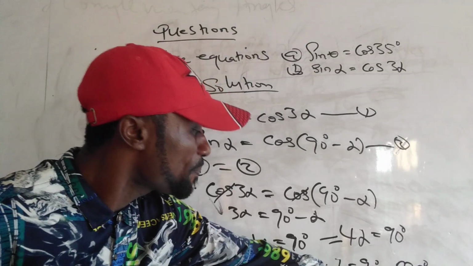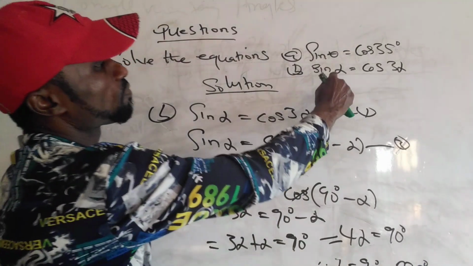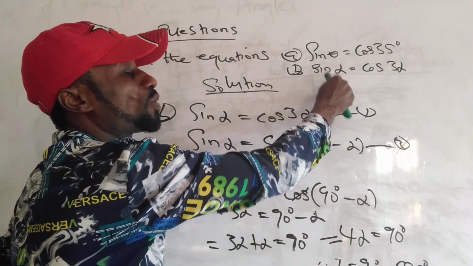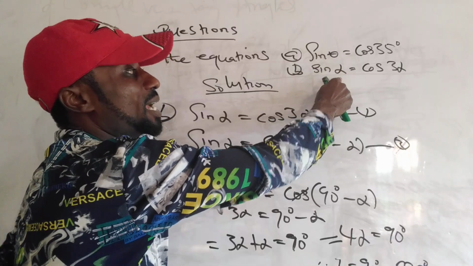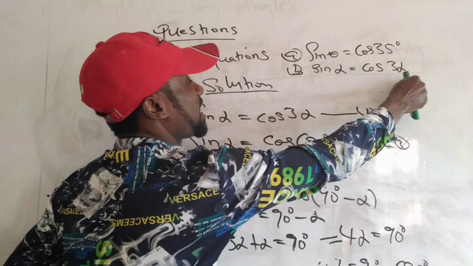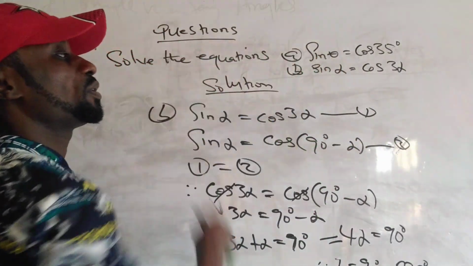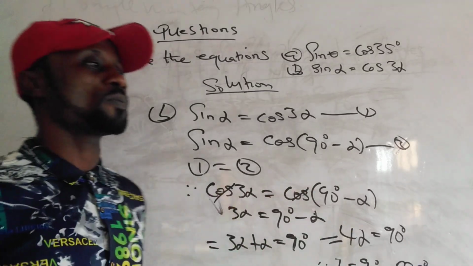If I pick 22.5 degrees and substitute here, then I say sine 22.5 degrees. Then I also use 22.5 degrees and put here 3 times that, and then I find the cos of that. It will be equal to sine 22.5 degrees. That at the same time proves a complementary angle.